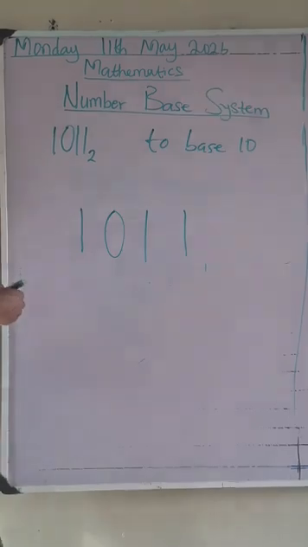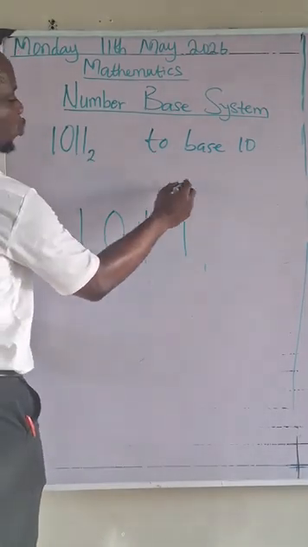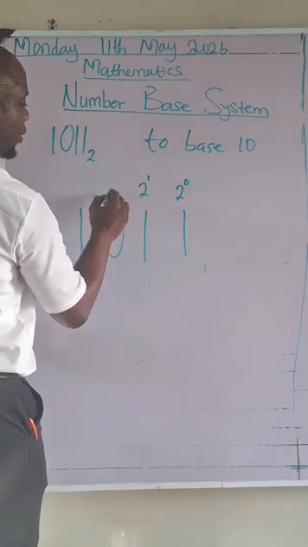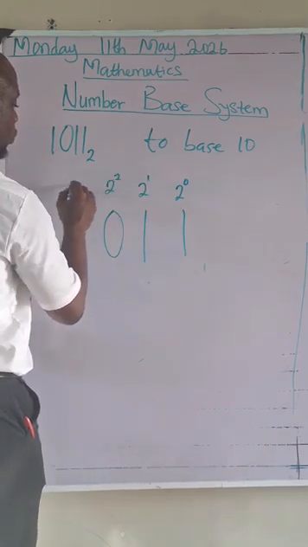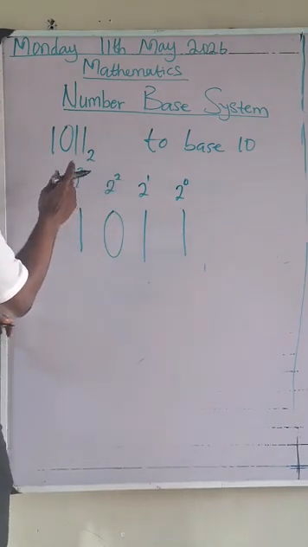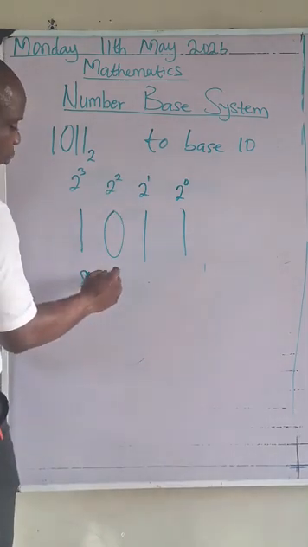Now, in this instance, what do you do? You take 2, because you're counting in base 2. 2 raised to the power what? 0. 2 raised to the power what? 1. 2 raised to the power what? 2. 2 raised to the power what? 3. So you see, this one is off. This one is on. 2 raised to the power 3 is what? 8. This one is off, so I'm going to put 0 here.